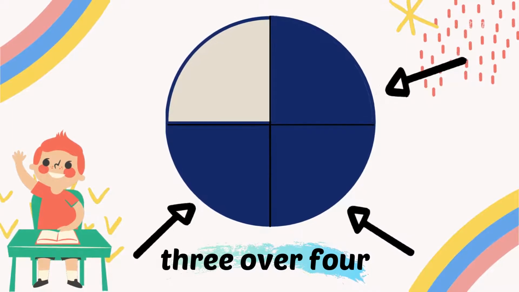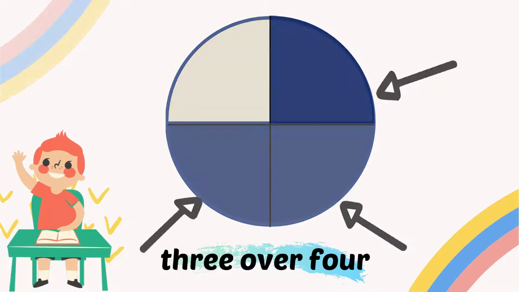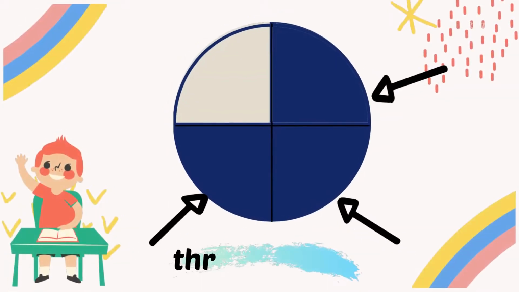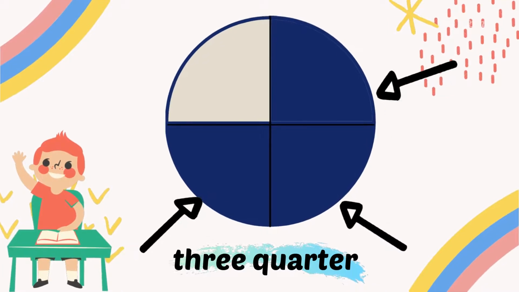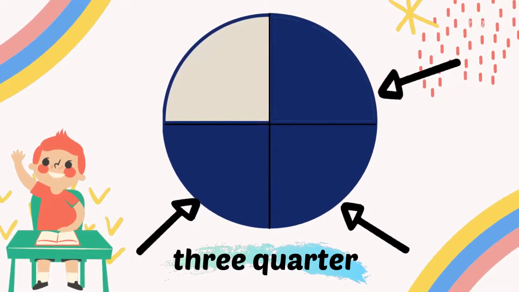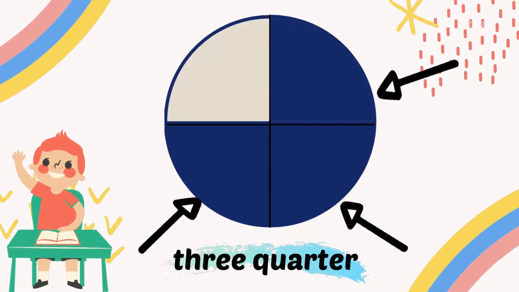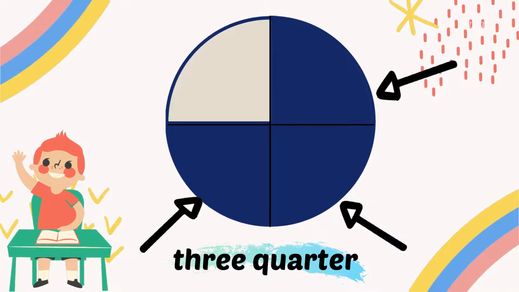3 over 4. Just now, for 1 over 2 is half, 1 over 4 is quarter. How about 3 over 4? For 3 over 4, it has a specific term which we call it 3/4. Right? The other name for 3 over 4 is 3/4.